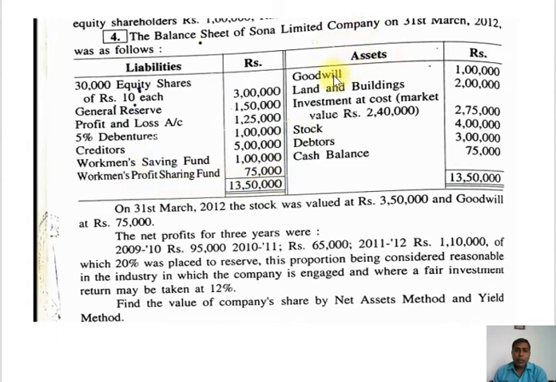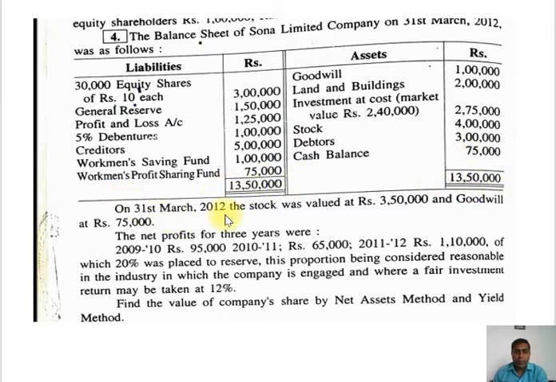Now asset sides: goodwill 1 lakh. Land and building 2 lakhs. Investment at cost, market value rupees 2 lakh 40,000 and outside 2 lakh 75,000. Stock 4 lakhs. Debtors 3 lakhs. Cash balance 75,000. Total both sides 30 lakh 50,000.